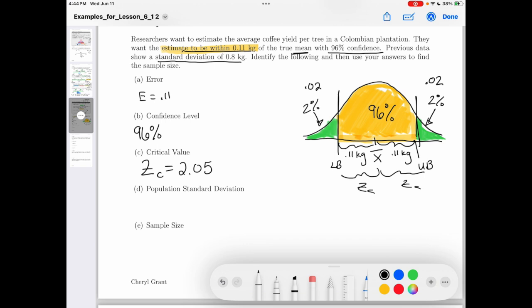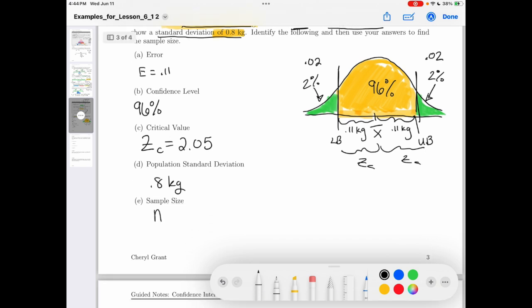Okay, part D says we need to find the population standard deviation, and that's given to us up here as 0.8 kilograms. So that's 0.8. So the last thing we have to do is find our sample size. And here's our formula. We take our z-critical, we multiply by our standard deviation, and we divide by the error. And then we take all of that and we square it.